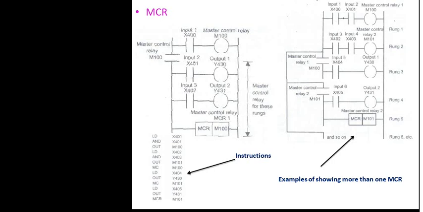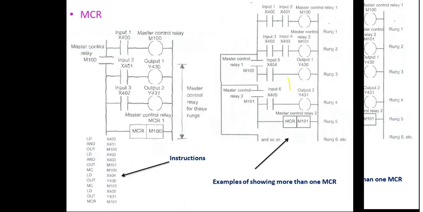Now if you look at this diagram, you don't have anything here. Please see here, you don't have anything here. You may have the resetting of the master control relay or some other instructions or some end statement, something like that. That all depends upon what exactly is specified in your problem. I hope you have followed this example of the master control relays which are more than one.